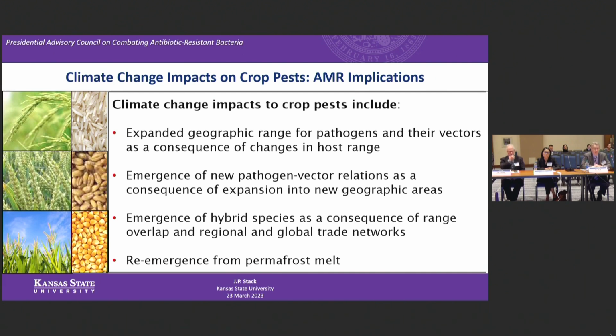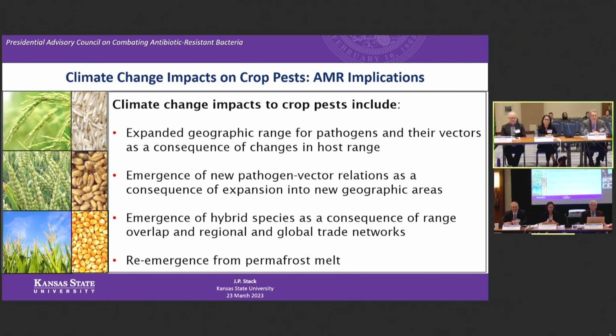The emergence of hybrid species we're experiencing not necessarily as a consequence of climate change, but as a consequence of global trade. And the challenge with that is that the hybrid species has a phenotype not predictable from the parental types. So we're seeing hybrid species that have a different host range and different virulence patterns than either parent. And then there have been some reports about seeds and bacteria that have been frozen in permafrost for 30,000 years that, upon melting, are fully viable. The consequences of that are hard to predict. Next slide, please.